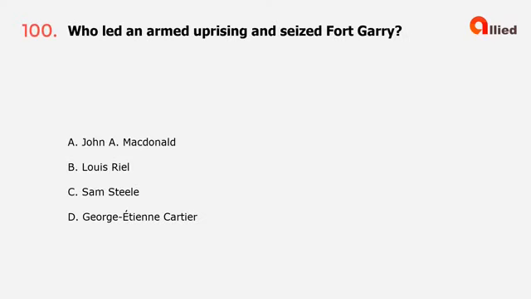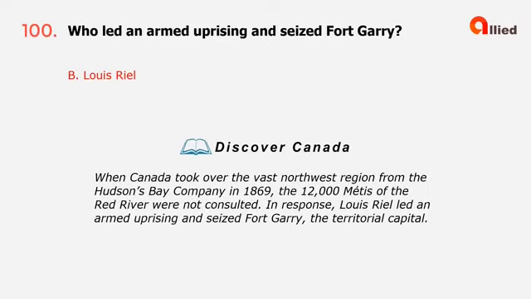Question 100. Who led an armed uprising and seized Fort Garry? A. John A. Macdonald. B. Louis Riel. C. Sam Steele. D. George Etienne Cartier. The answer is B. Louis Riel.